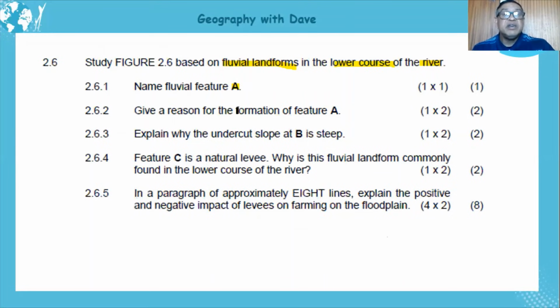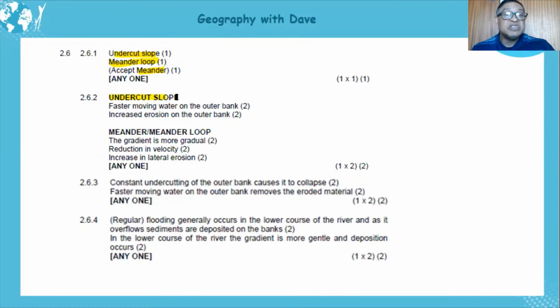Give a reason for the formation of feature A. Let's look at it. What do they put here? If it's an undercut slope, you know already the water is flowing at a faster rate, and there's erosion on the outer bank, creating the steep undercut slope in comparison to the slip-off slope. And you know the meander or meander loop, the lower course is gentle, and what happens? The river starts to wind.